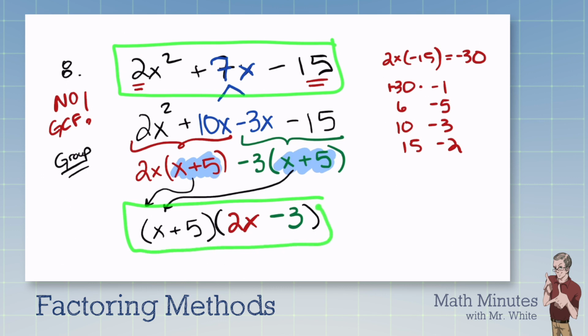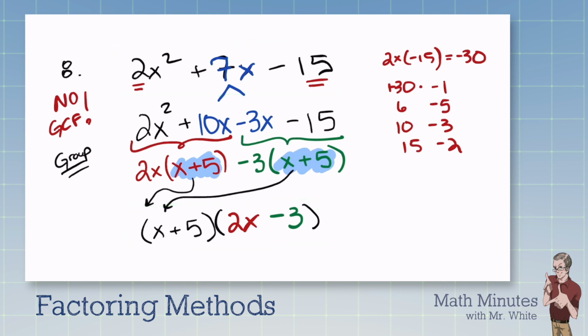Here's the answer, and you could check your answer, of course, by doing the FOIL method. So let's do that really quickly. What's x times 2x? 2x squared. What's 10 minus 3x? 7x. And then what is 5 times minus 3? Negative 15. Look at that. We just reverse foiled using an algorithm off to the side here.